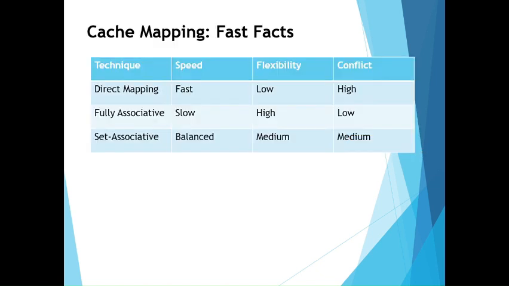So this is a quick table of their disadvantages and their advantages. And you can see that direct mapping is the fastest, fully associative is the most flexible, and set associative seems to be the balance between all of them.